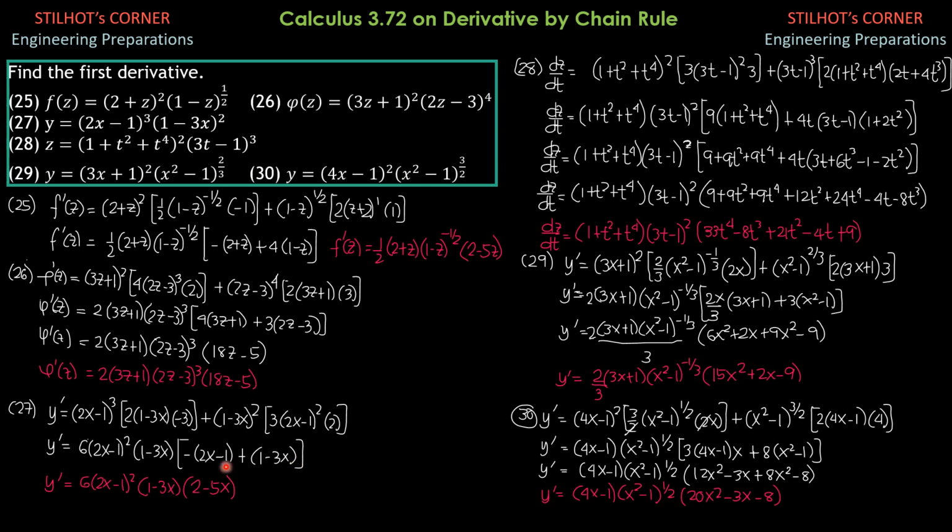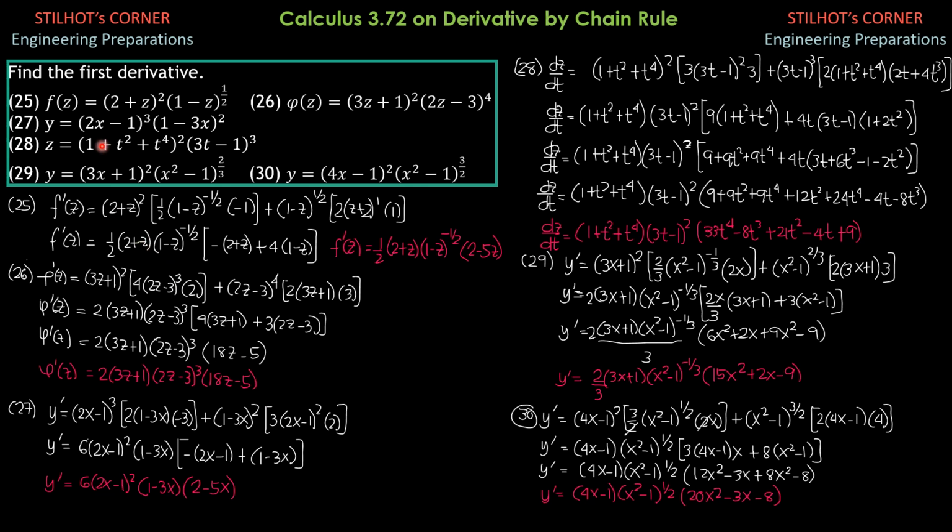Simplifying, the terms inside this bracket: negative of negative 1 is 1, plus 1, so 2. Negative 2x and negative 3x is negative 5x. Therefore, y prime is 6 quantity 2x minus 1 squared quantity 1 minus 3x times quantity 2 minus 5x.